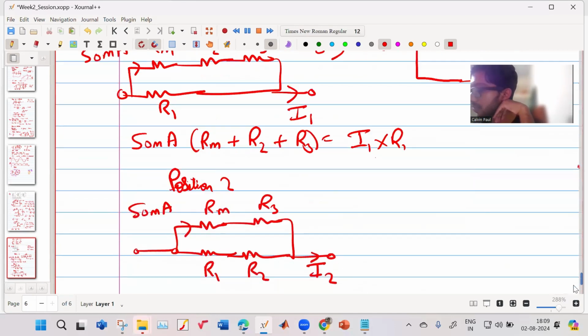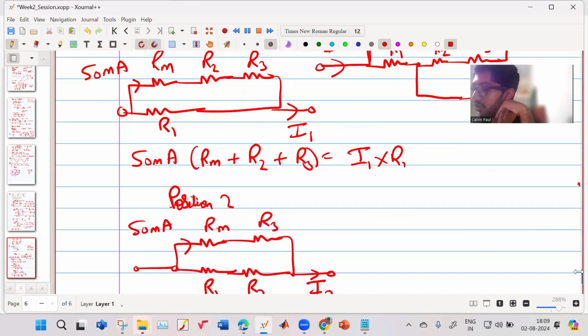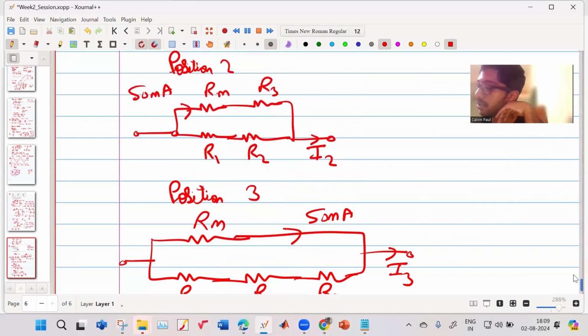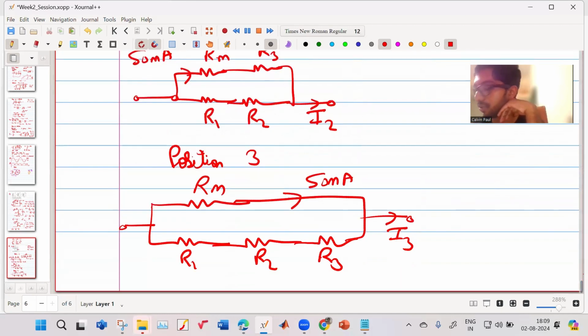What do we know? We know the current through this branch is 50 milliampere. The current through this branch is 50 milliampere. The current through this branch is 50 milliampere. Now the current over here is the question.